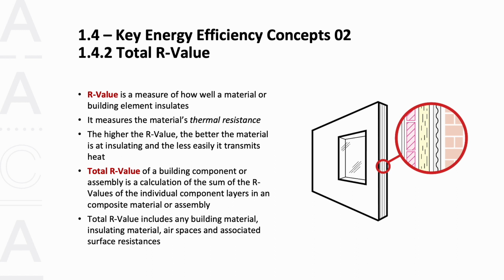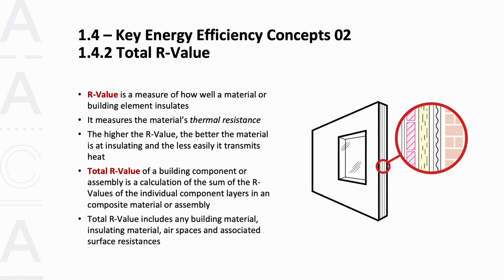R value or total R value. R value is a measure of how well a material or building element insulates. So that is how well it resists the transfer of heat from one side to the other. It's a measure of the material's thermal resistance. R value is a defined term in the NCC, and the formal definition is the thermal resistance of a component calculated by dividing its thickness by its thermal conductivity. The higher the R value, the better the material is at insulating, so that is, the less easily it will transmit heat.